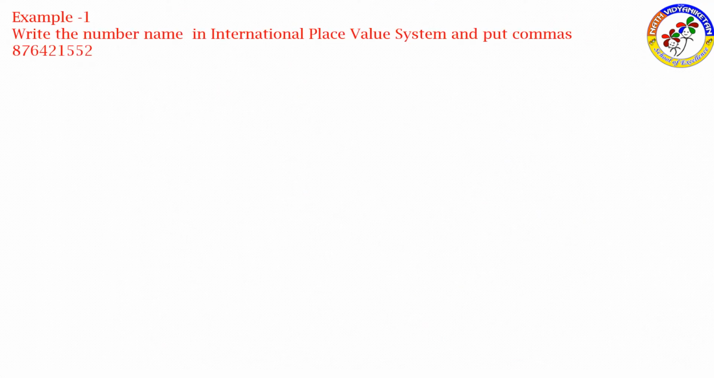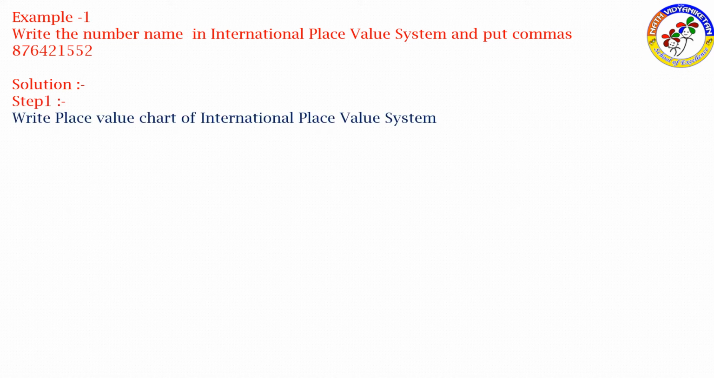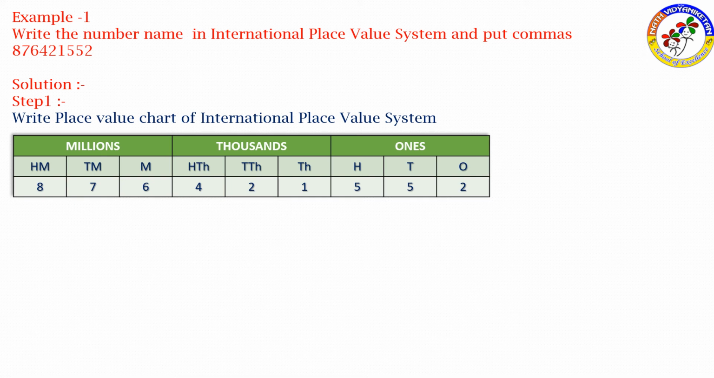So write the number name in international place value system and put commas. Here the number is 876421552. So let us see the solution. So step 1 is write the place value chart of international place value system. Akkada international place value system lo rayamannaru ganuka we have to write the place values in international place value system. First write the place values.